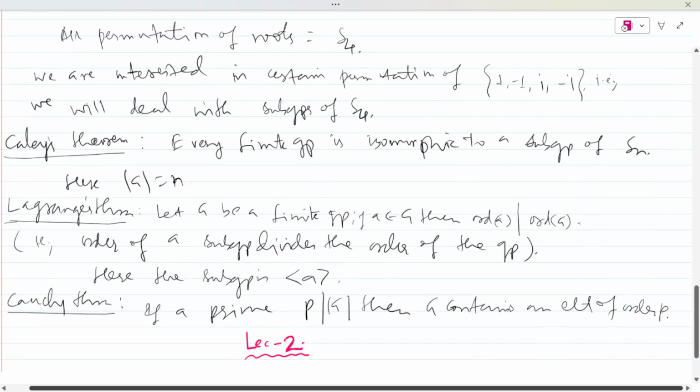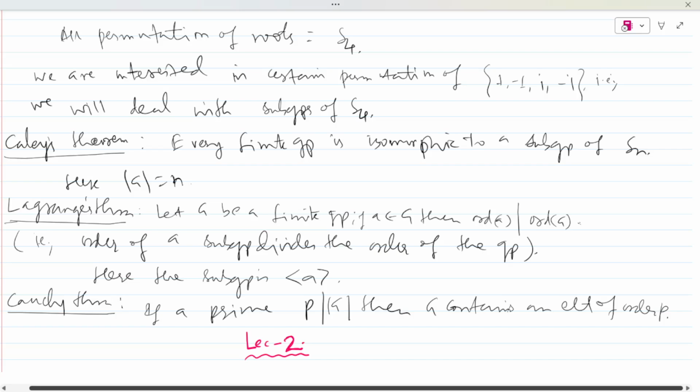After that, Cayley's theorem: every finite group is isomorphic to a subgroup of Sn. Here n depends on the order of the group. He is saying that every finite group can be embedded into Sn. So it is one of the most famous theorems of group theory. What it says is that any finite group, whatever its order may be, can be embedded into Sn. That is, Sn has a subgroup which is isomorphic to that finite group.